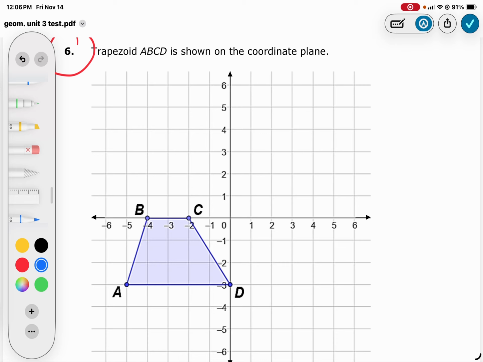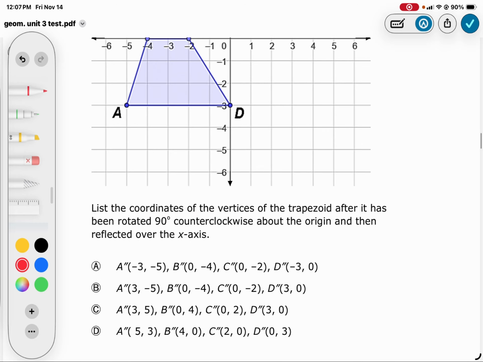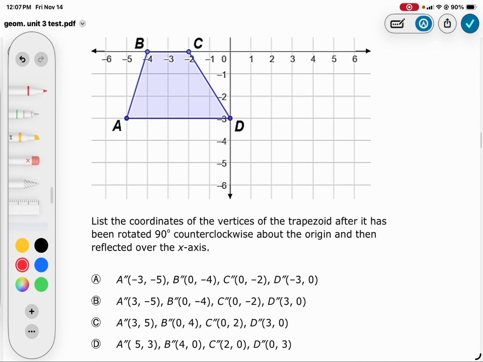Today we're going to go over question number 6 from geometry unit test number 3. Okay, so let me just make that circle a little smaller. The problem says you have trapezoid ABCD shown on the coordinate plane. It asks us to list the coordinates of the vertices of the trapezoid after it has been rotated 90 degrees counterclockwise about the origin and then reflected over the x-axis.